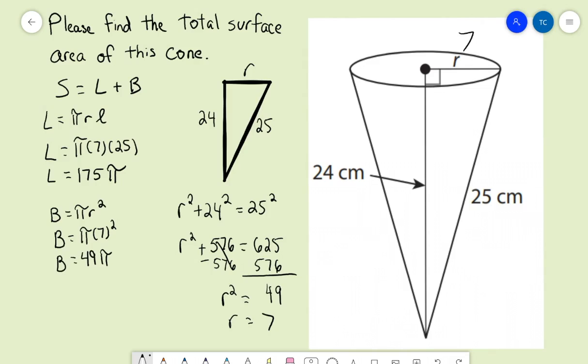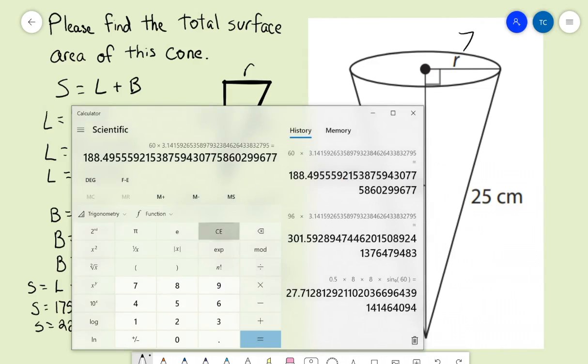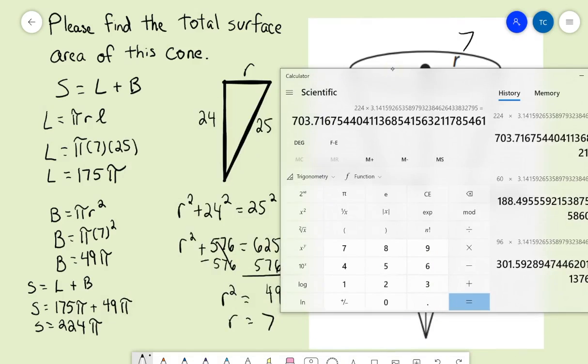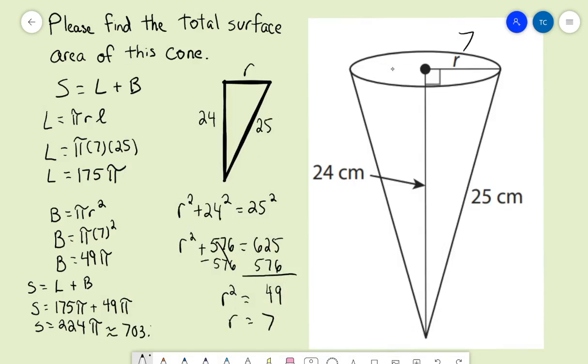So now remember, it's L plus B. S equals L plus B. Our L is 175 pi. Our B is 49 pi. And we just have to add those together, and we're going to get 224 times pi. And let's figure out what that would be. 224 times pi, 703, let's go with 0.7. Around 703.7 square centimeters.